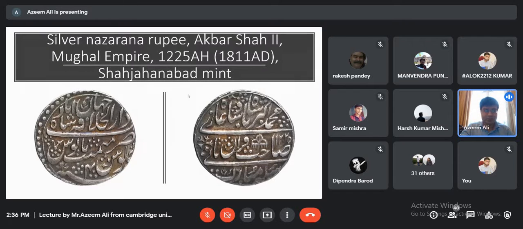And this is one of the silver Nazrana rupees, so you can see here, with a little parasol. And this is struck in Delhi, which is the last remaining Mughal mint. And this is kind of what they look like. So this is the last coinage that was struck by the Mughals.